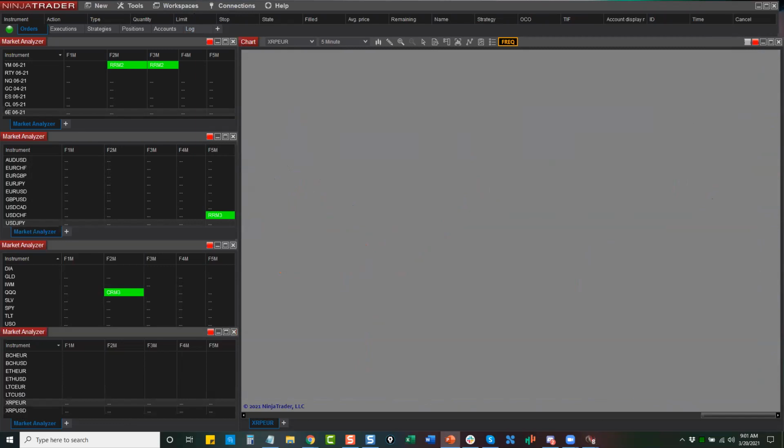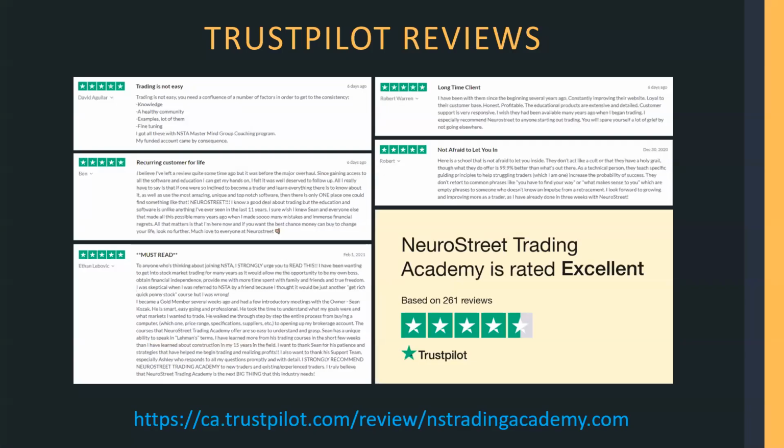So how many of you guys enjoyed that? I'm all about keeping it simple in this event. Super simple system, super simple software. It's 100% automated. All you need to do is load the scanners, load the charts, pick your time frames, pick your charts, and then let the software do its work.